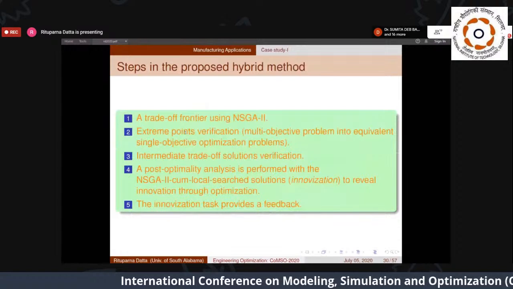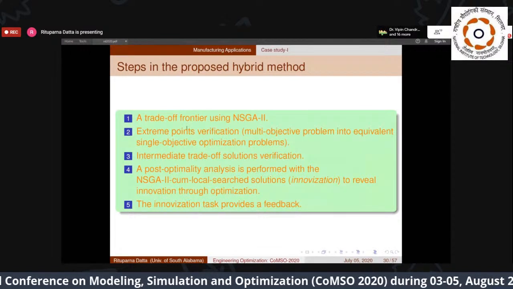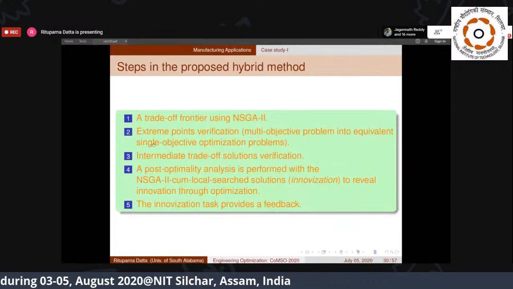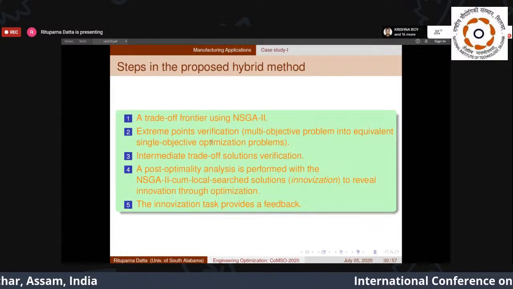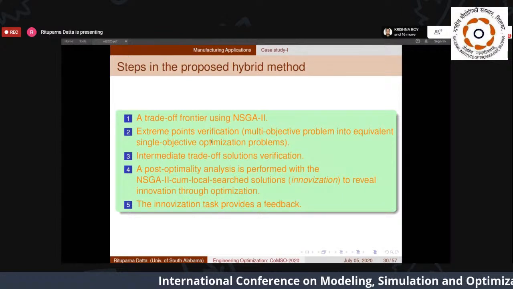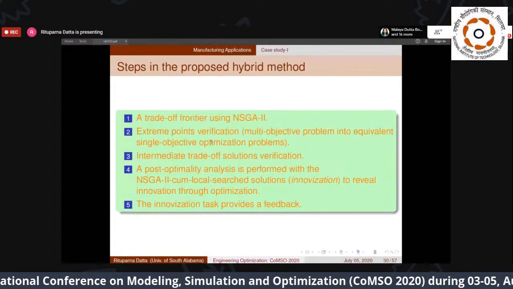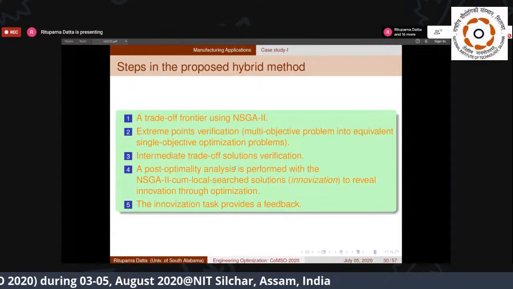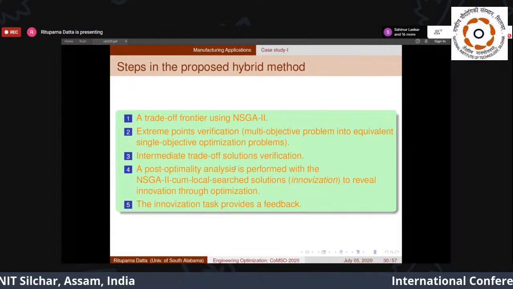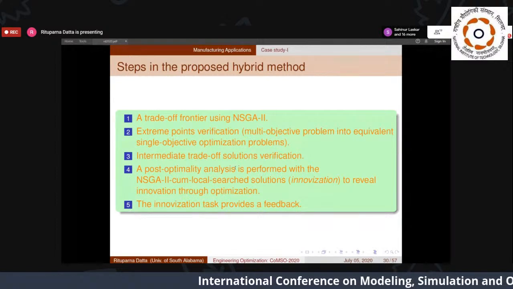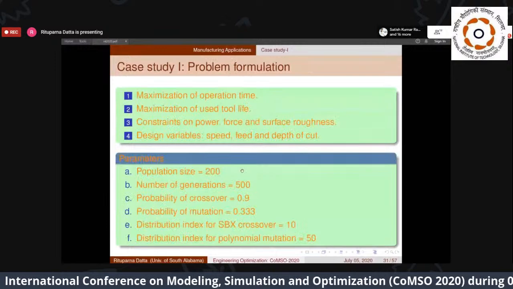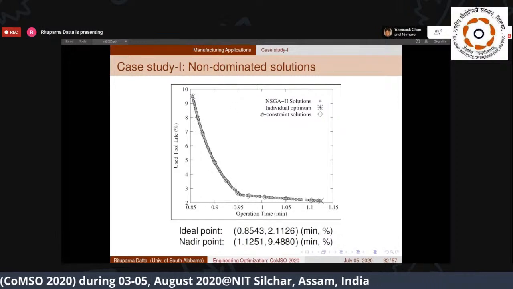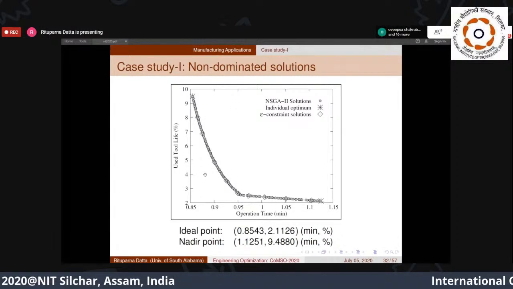And we have used different algorithms. So first we have used NSGA2 to find the trade-off solutions. And then we have used epsilon constraint methods to verify the extreme points, so that we can use a different algorithm and see if the solution matches. Then we have also verified different intermediate points. So first we have received the whole set of non-dominated solutions. Then we have checked a few extreme and intermediate solutions. I am skipping the parameters, and these are the solutions, and you can see the individual and intermediate solutions.